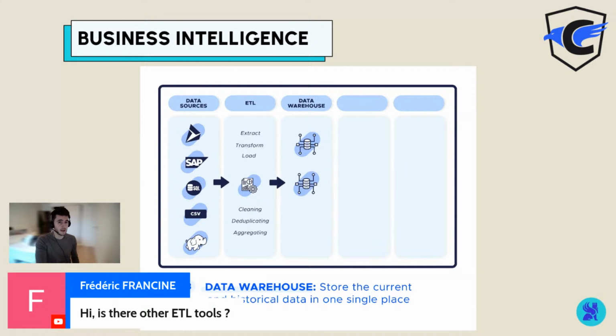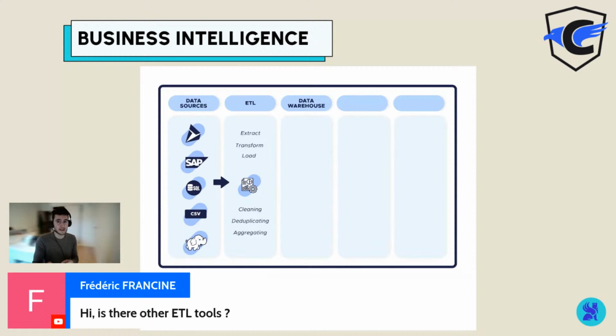For example, Talend is a free, open-source ETL that is very easy to learn, because like Power Query, it's a no-code ETL. You don't need code to transform your data. If you prefer code, you can just use Python, for example, with the library Pandas as an ETL, because with Pandas you are able to connect to a CSV file, for example, transform your data into a data frame, and then load it into a SQL database like a data warehouse. So of course, there are many other ETL tools than Power Query.